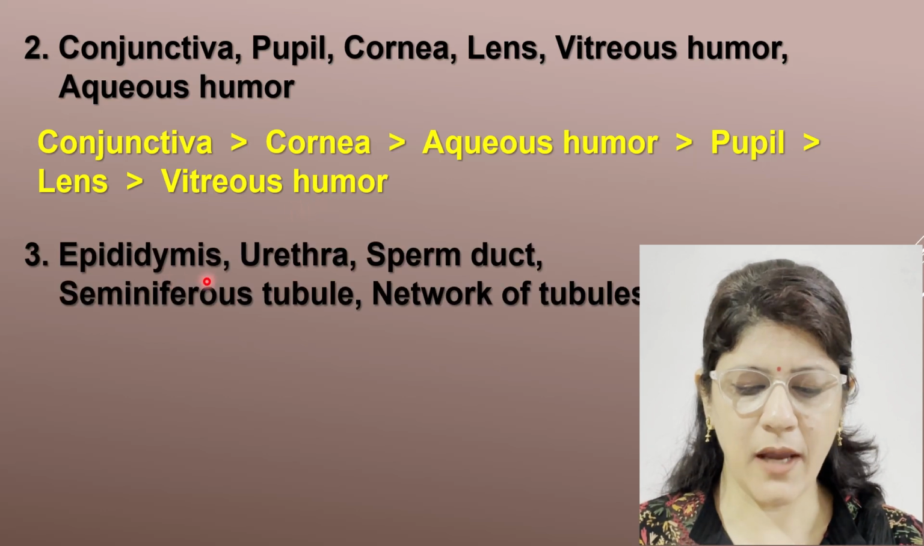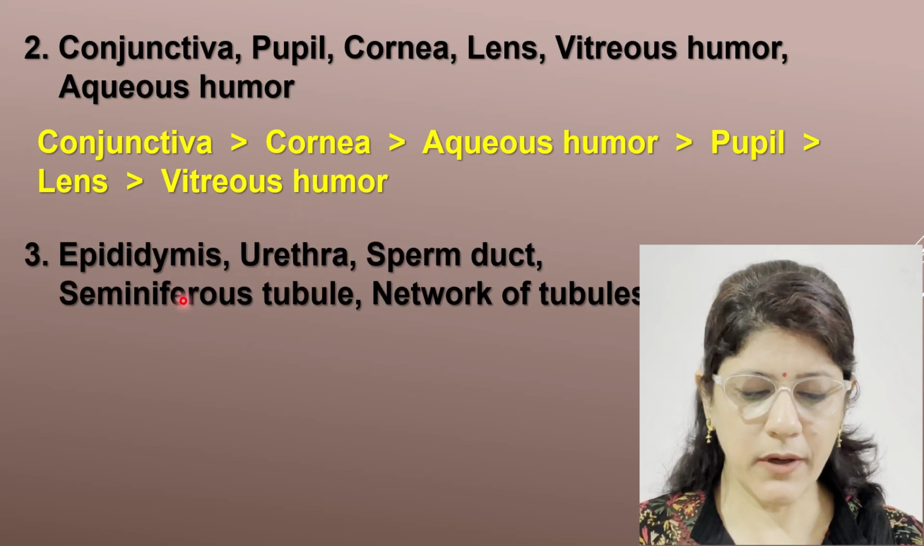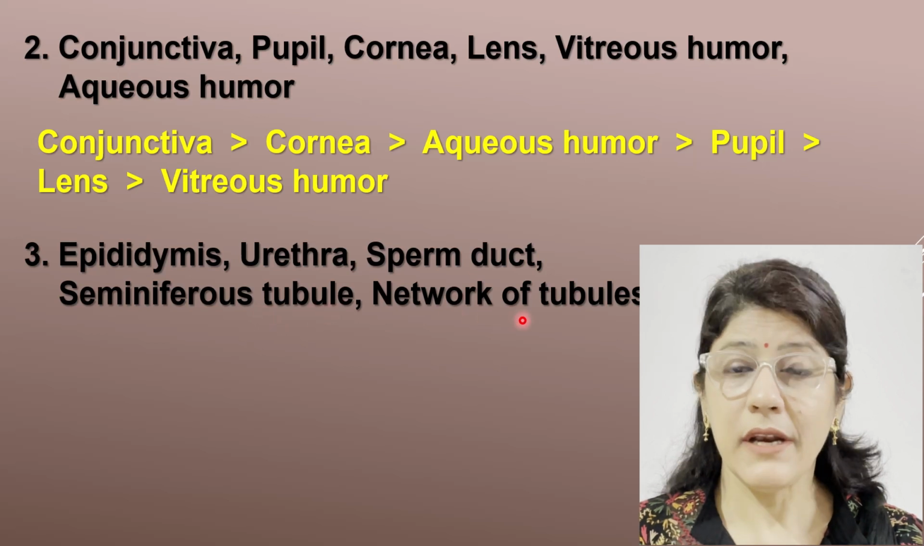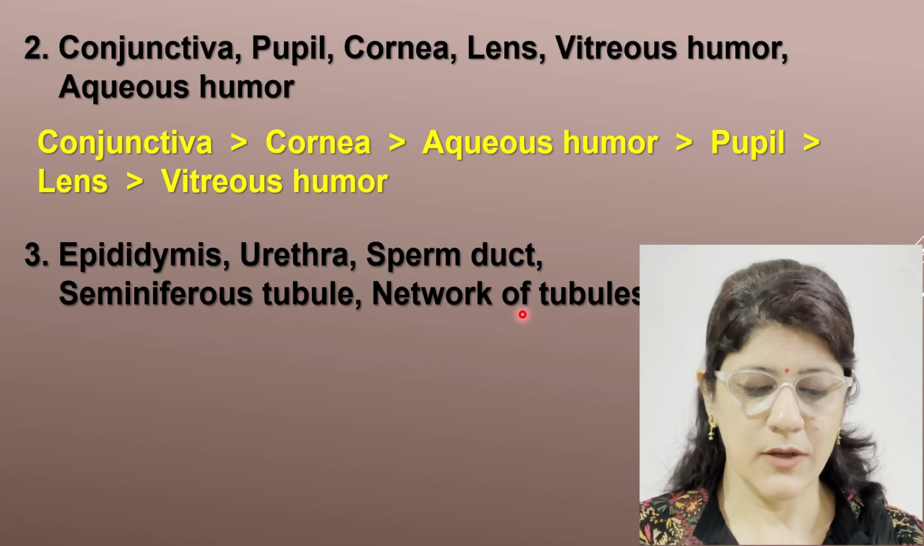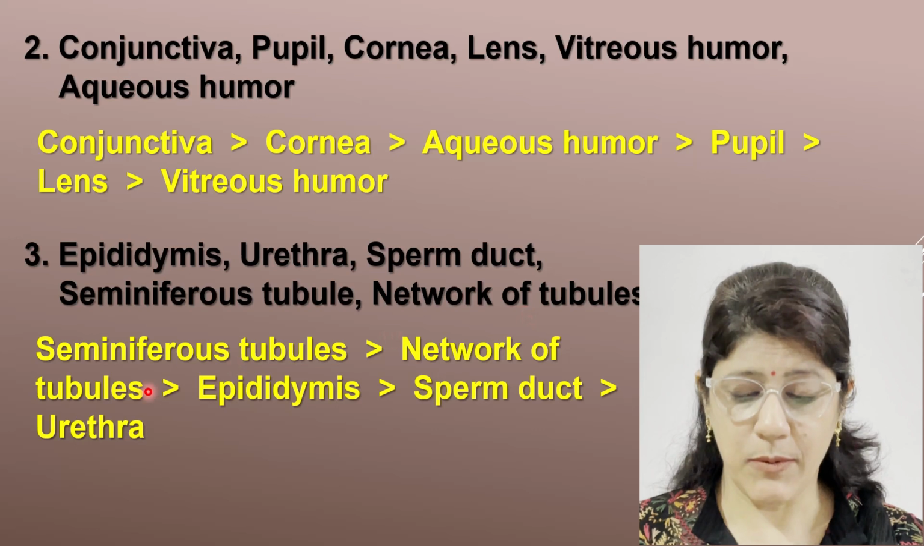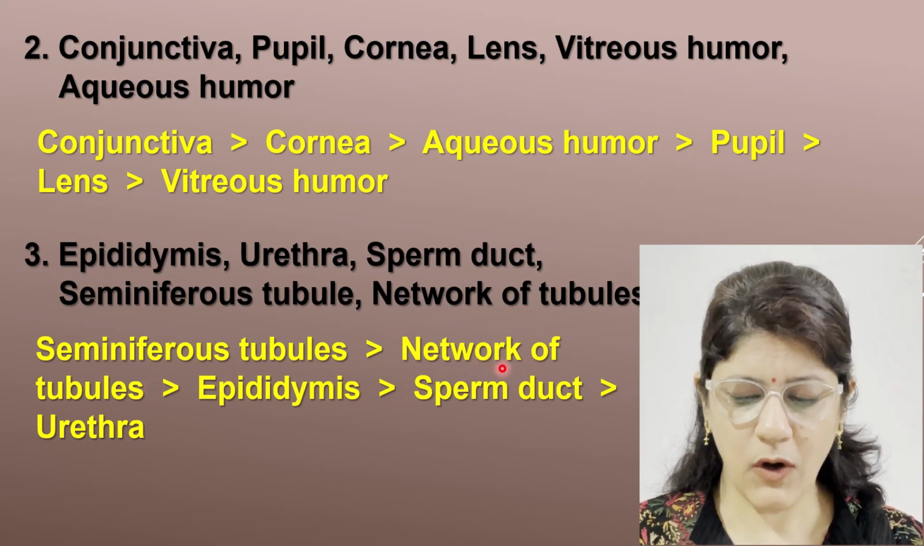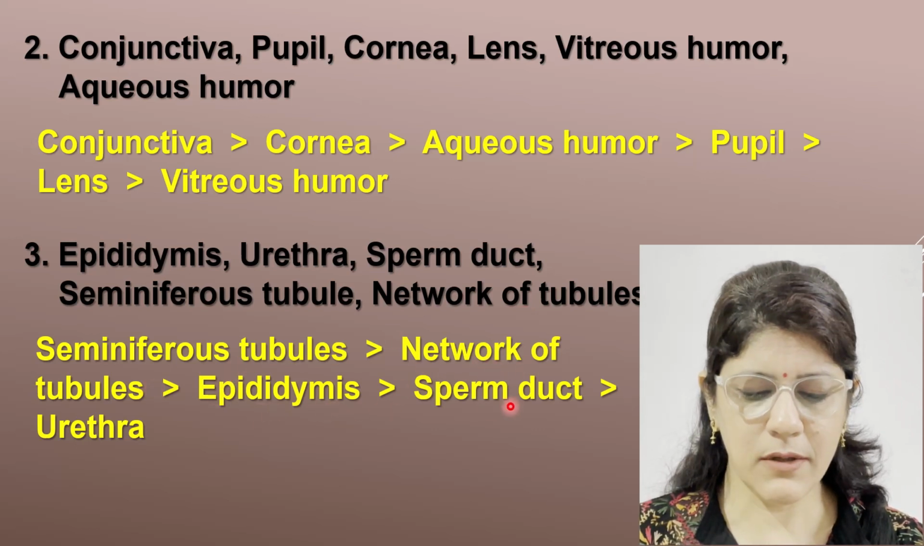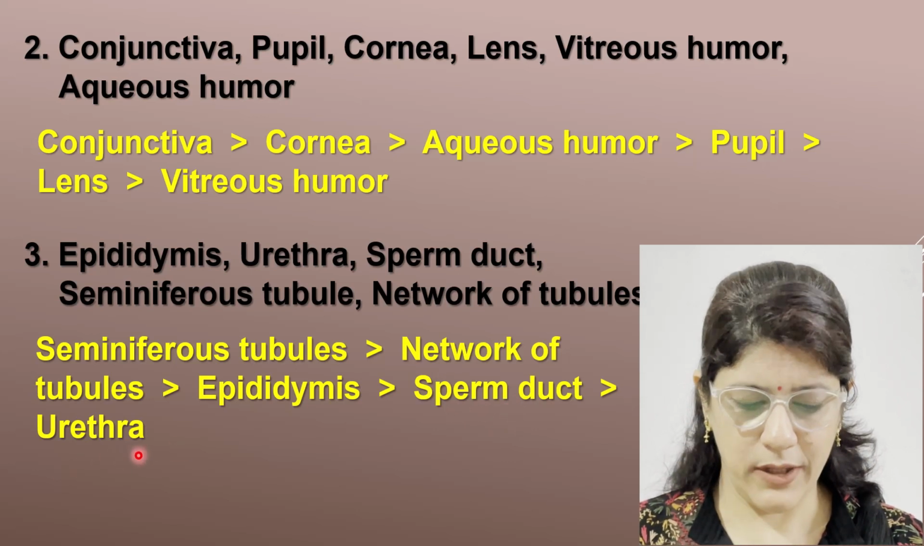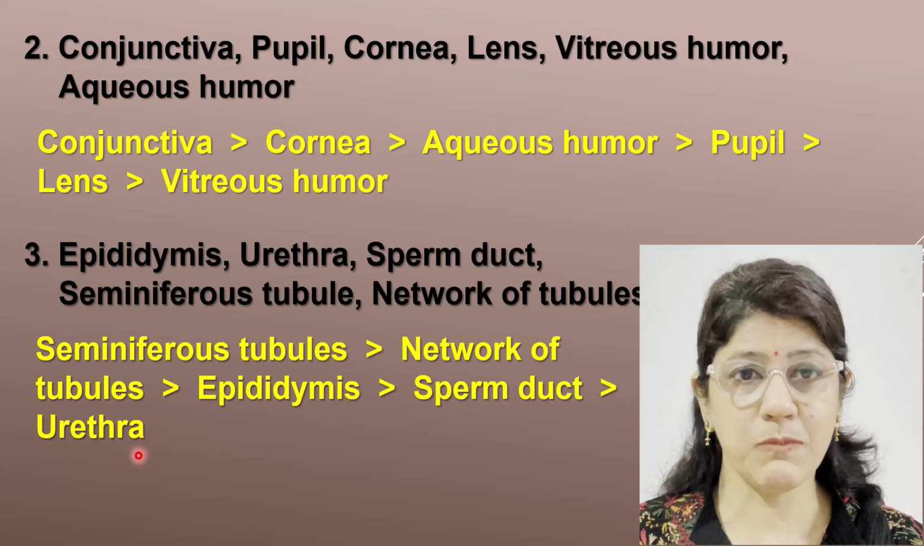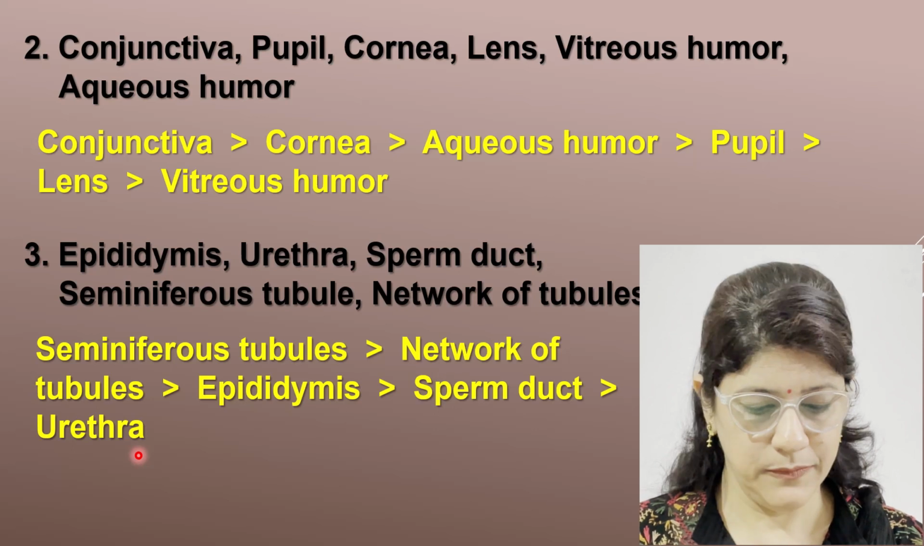Third is epididymis, urethra, sperm duct, seminiferous tubule, network of tubules. So sequence correct is seminiferous tubule, then network of tubules, then epididymis, then sperm duct, urethra. It means this is the path that a sperm follows in a mammal.